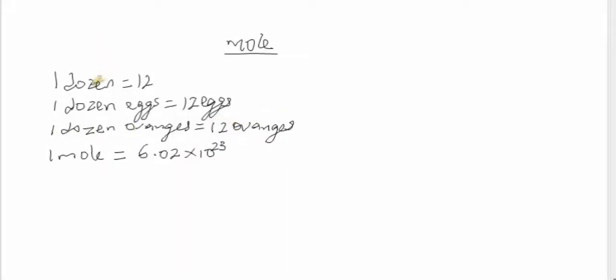Now, just like a dozen contains 12, in a similar way, a mole of any substance will contain 6.02 times 10 raised to the power 23 particles of the substance. This number was discovered by an Italian chemist, Lorenzo Romano Amedeo Carlo Avogadro. So how did Avogadro come about this number?